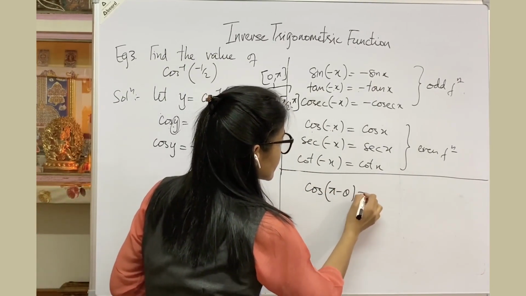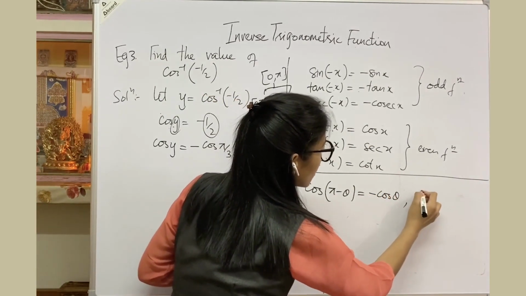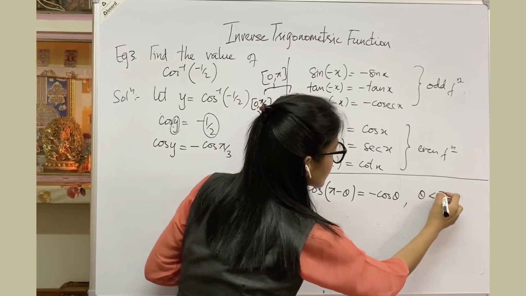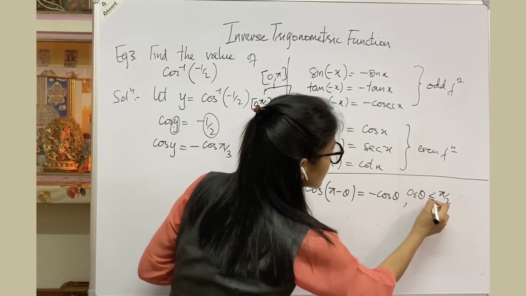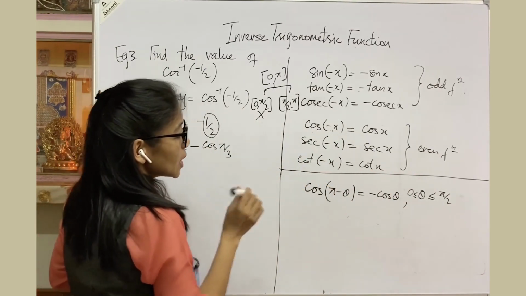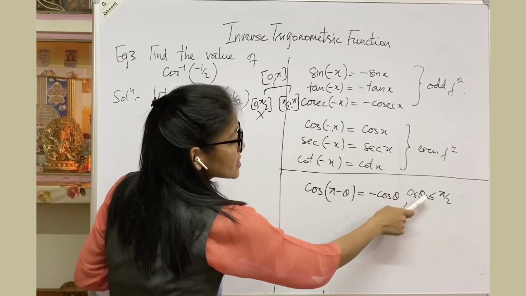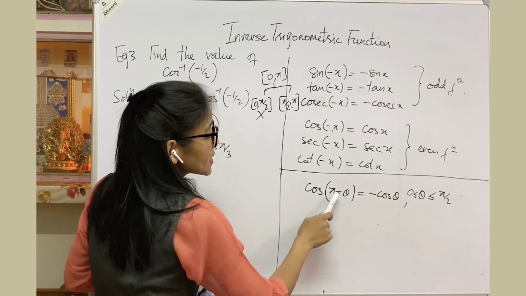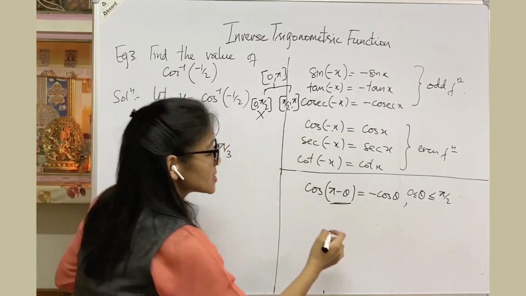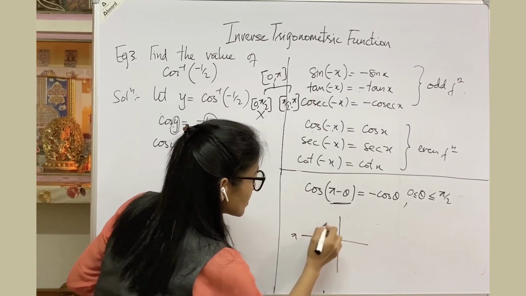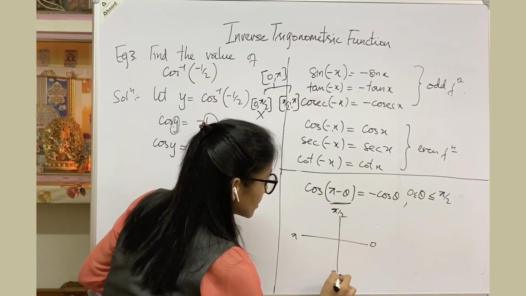Cos of pi minus theta is negative cos theta, where there is a restriction on theta: 0 is less than or equal to theta, which is less than or equal to pi by 2. So when I subtract theta, which is less than 90 and greater than 0, from pi, this angle enters the second quadrant. Here this is pi by 2, this is 0, this is 3 pi by 2.